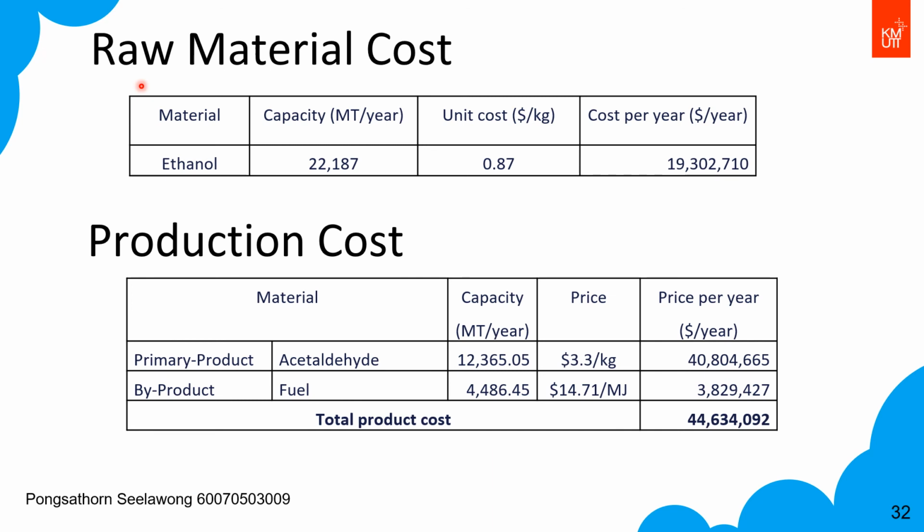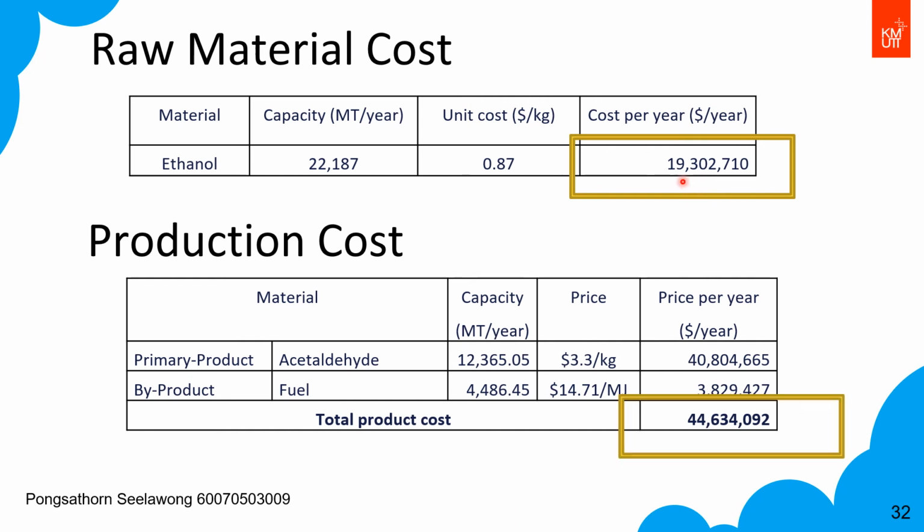This slide shows the information of raw material and production costs. Ethanol is used as a raw material in this project. The cost of ethanol is around $19 million per year. And in the part of production cost, the primary product is acetaldehyde and fuel is the byproduct. The total production cost is approximately $44 million per year.